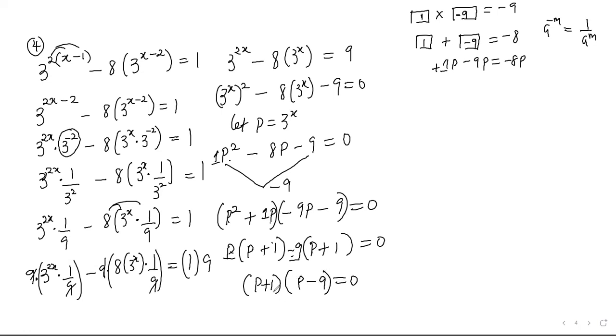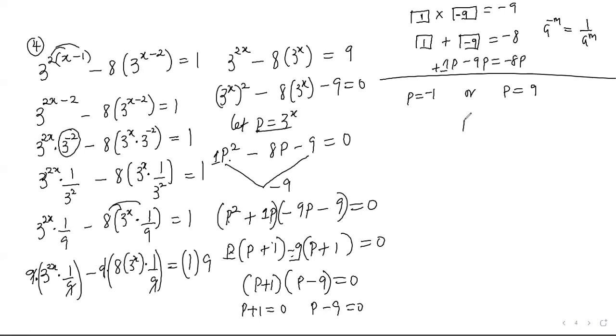So from here, you equate each of them to 0. So you have here p plus 1 equal to 0 and p minus 9 equal to 0. And the first one, p must be equal to minus 1 or p must be equal to 9. And remember, we said let p equal 3^x. You have to recall. But we have two values of p right now, isn't it?